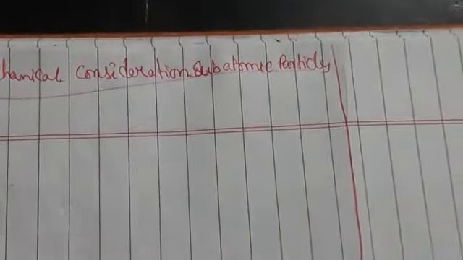Hello students, in the previous class we have seen Bohr's demerits and merits. Let us discuss today quantum mechanical considerations, subatomic particles. Generally, Bohr described different models of atoms. In that, two important developments contributed significantly: dual behavior of matter, that is de Broglie's theory, and Heisenberg's uncertainty principle.